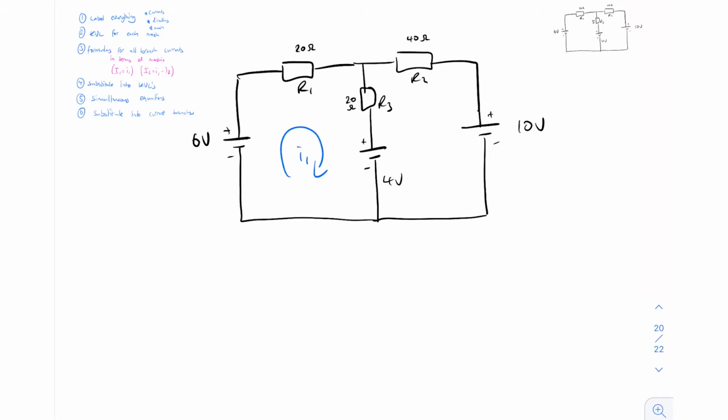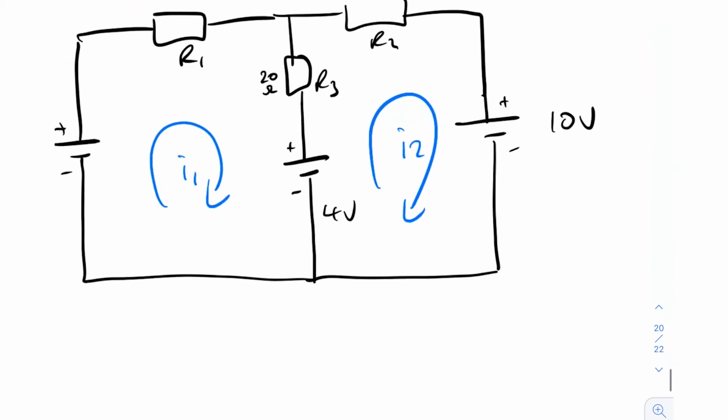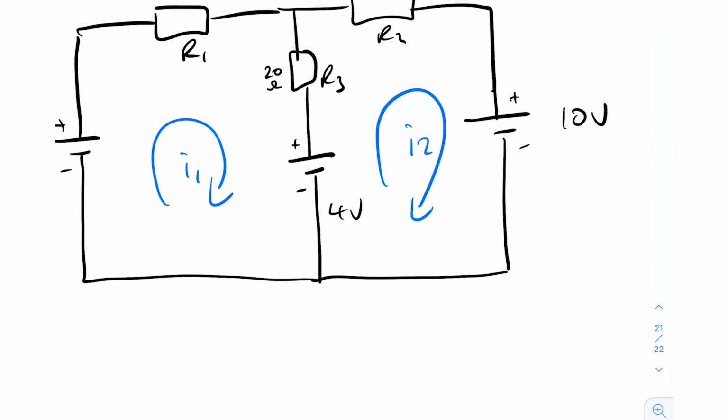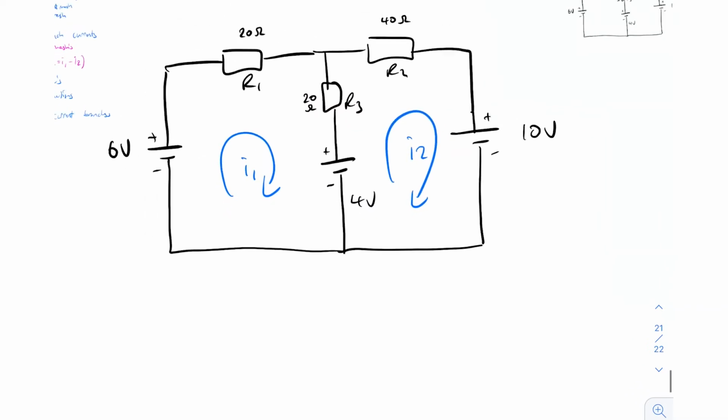So we can say this one goes this way, I1, and this one goes this way, I2. You can do it any way you like. I've just learned to get in the habit of doing them both going the same way, so that when they go through this resistor here, they're going through opposite ways. It just makes it easier for me personally. That's just what I've done. So yeah, you can do it any way you want.